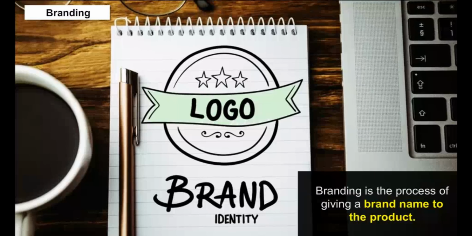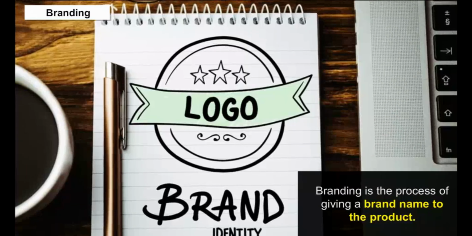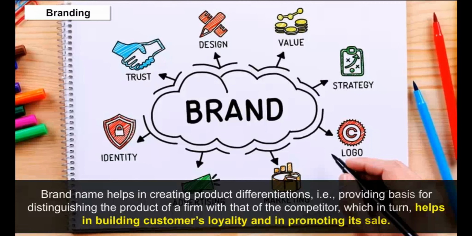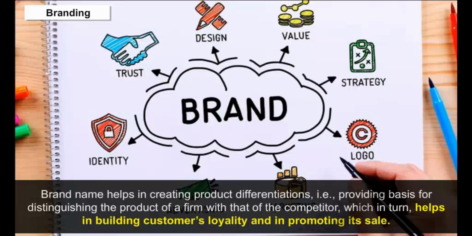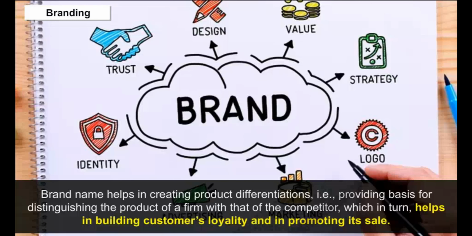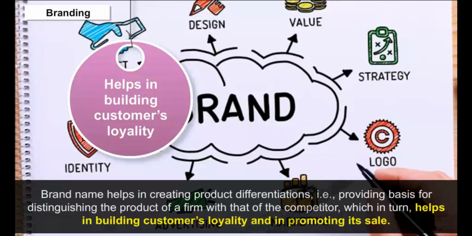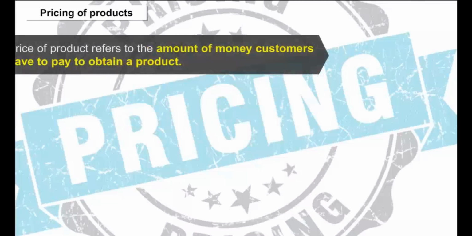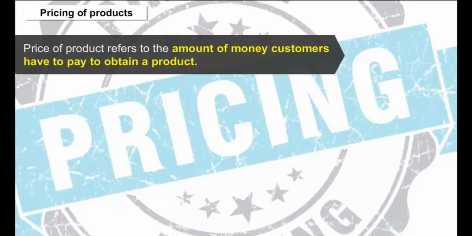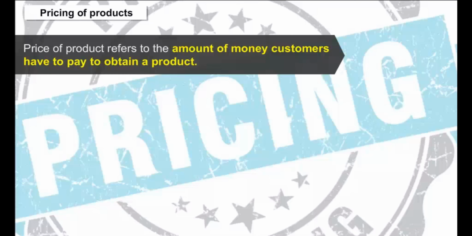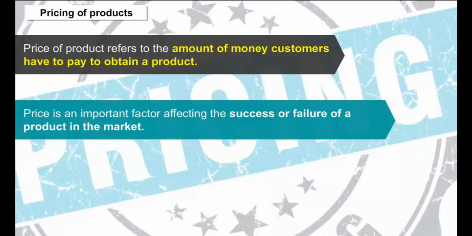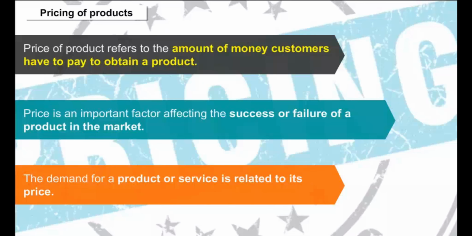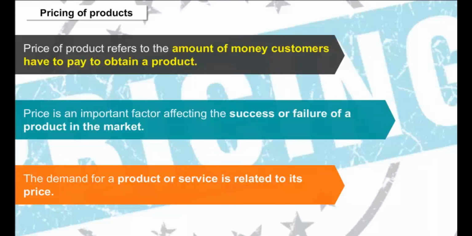Branding. Branding is the process of giving a brand name to the product. Brand name helps in creating product differentiation, that is, providing a basis for distinguishing the product of a firm from that of the competitor, which in turn helps in building customers' loyalty and in promoting its sale. Pricing of products. Price of a product refers to the amount of money customers have to pay to obtain a product. Price is an important factor affecting the success or failure of a product in the market. The demand for a product or service is related to its price.